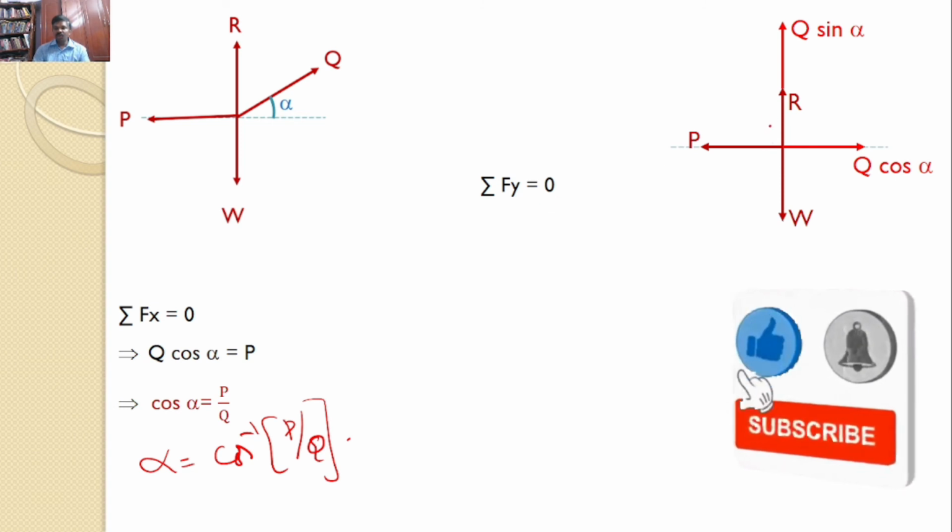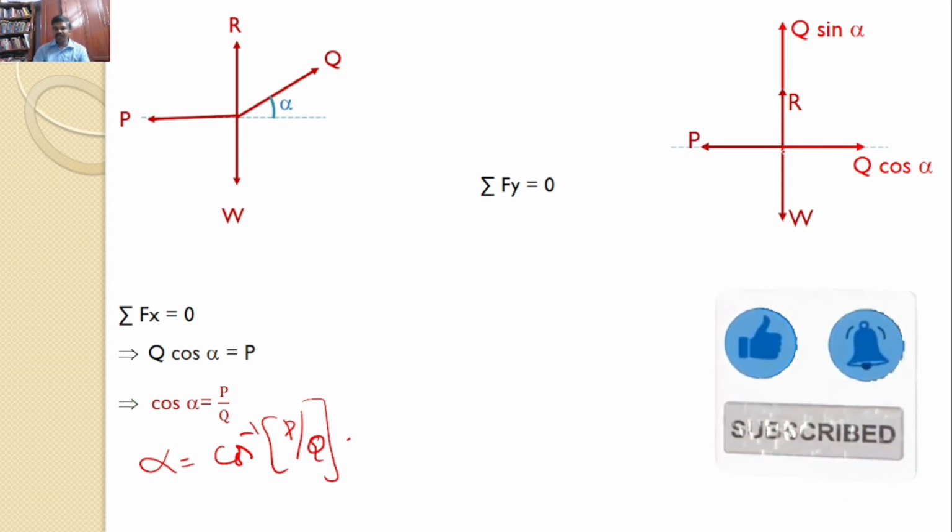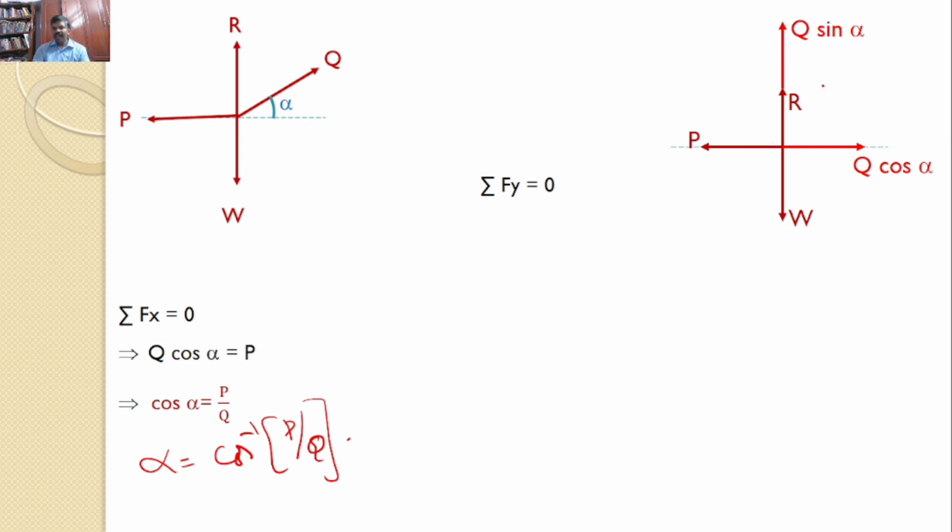Similarly, sigma Fy is equal to 0. Two forces act in the upward direction, one force acts in the downward direction. Hence, Q sin alpha plus R is equal to W. So R is equal to W minus Q sin alpha. But we know that cos alpha is equal to P by Q. Hence, you can find sin alpha.